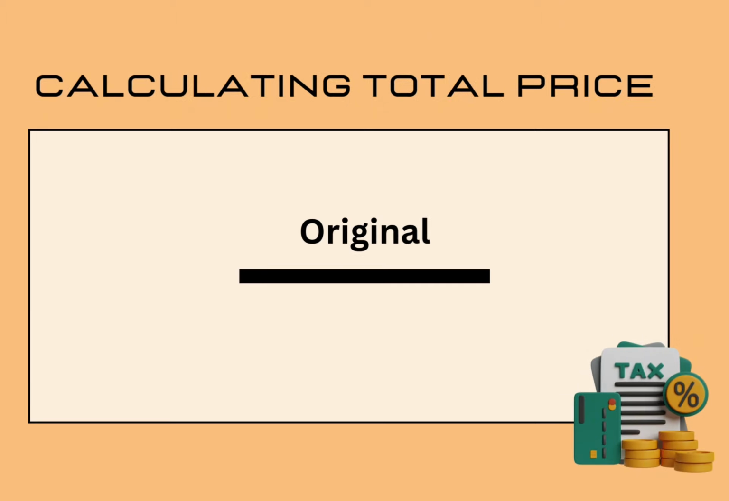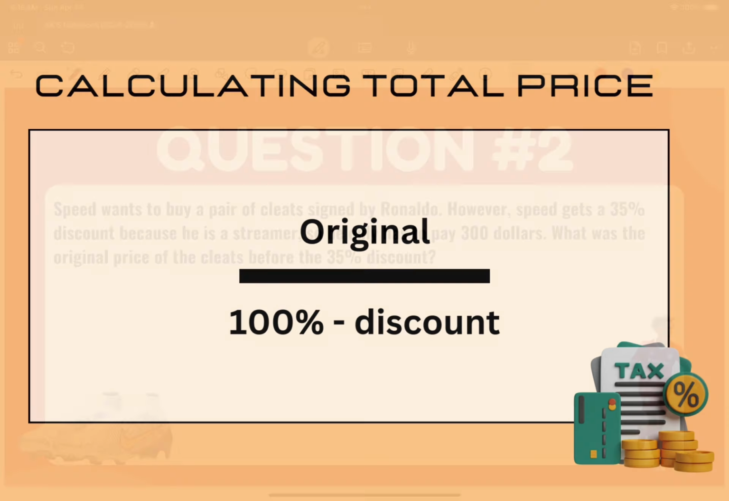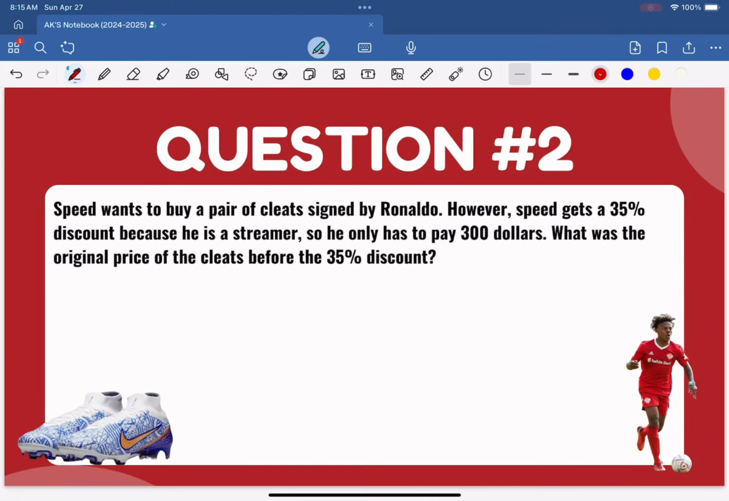The next concept we will cover is finding the original price given the final price and a discount. The original price is the final price divided by 100% minus the discount. Question 2. Speed wants to buy a pair of cleats signed by Ronaldo. However, Speed gets a 35% discount because he is a streamer, so he only has to pay $300. What was the original price of the cleats before the 35% discount?